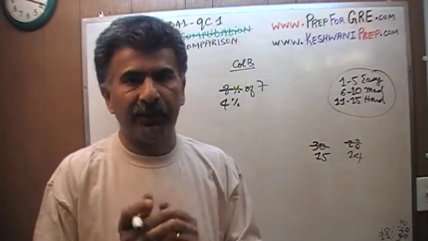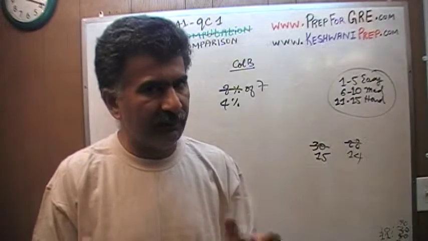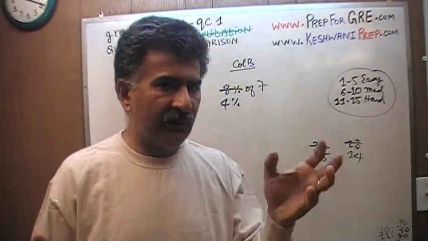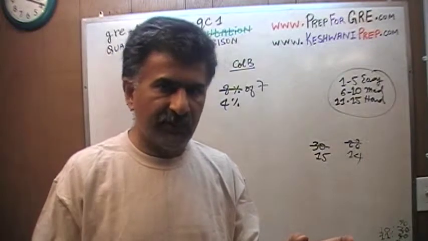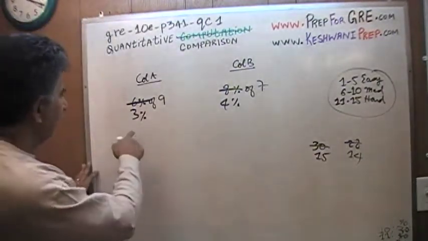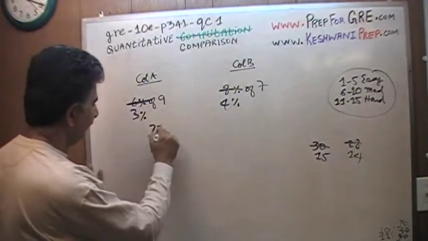The same logic applies here. Even though this is not an equation, these are two columns, two quantities, as long as you do the same thing to the other column that you did to the first column, everything is fine. Do you understand? So that's what I did here. And then after that, 3 times 9 is 27. Forget the percentage sign.